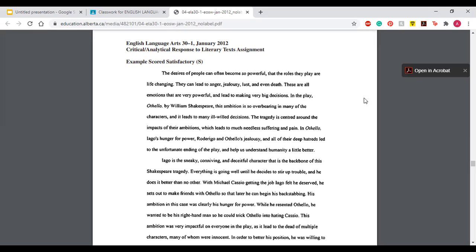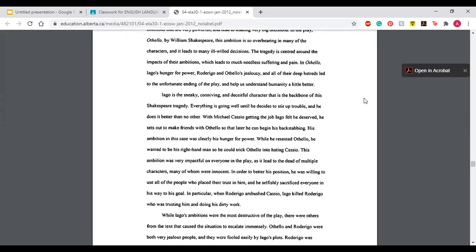And this person chose to talk about three, as well as their body paragraphs were very, very short. And sentence structure was not very good, sentences were very short, paragraphs were very short. For example, right here in the second paragraph, first body paragraph, it says, in particular, when Roderigo ambushed Cassio, Iago killed Roderigo, who was trusting him and doing his dirty work.